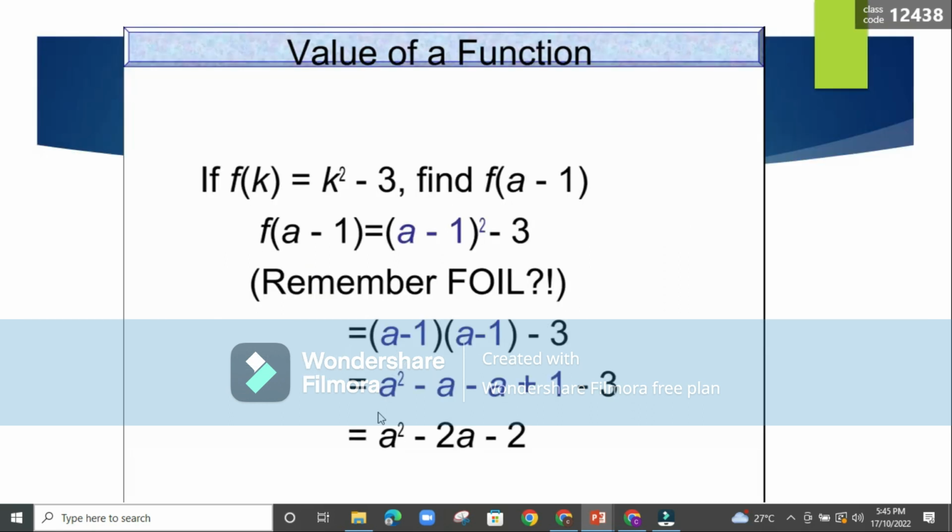Okay. Now the value of a function, we have if f of k is equal to k squared minus 3, find f of a minus 1.